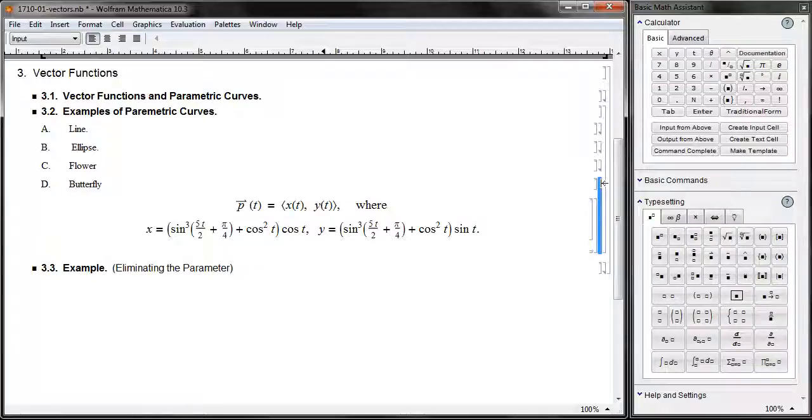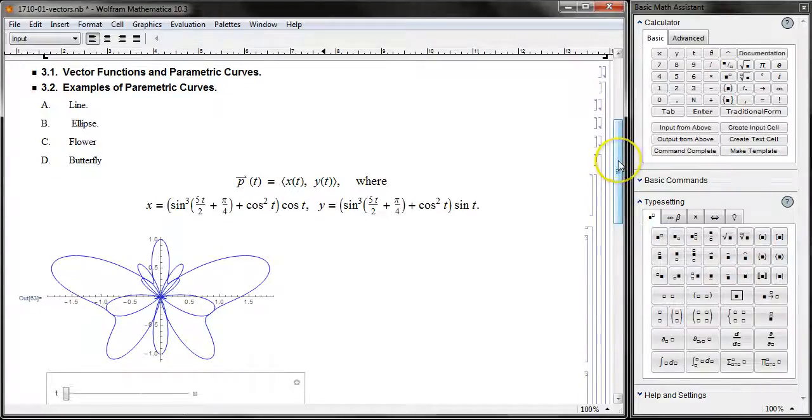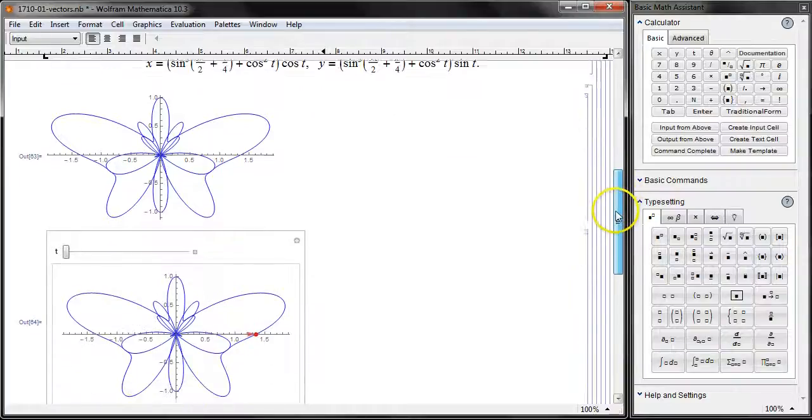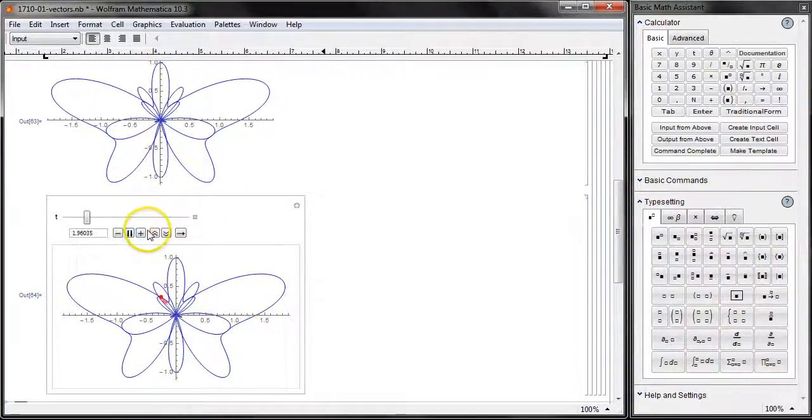A vector function is dynamic, a parametric curve is static, because you're looking at only the trace after all the motion is done. This one, I named it butterfly for an obvious reason. Again, let me slow down the motion.